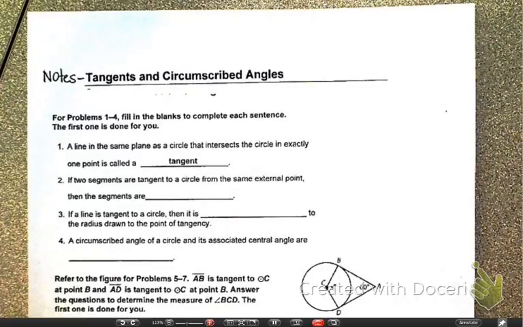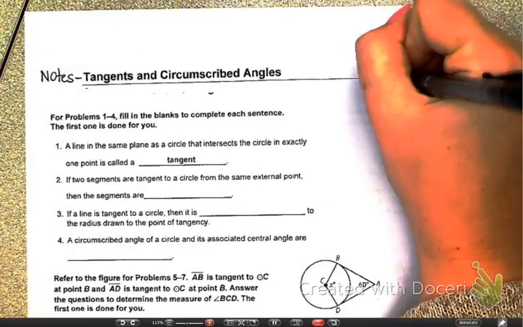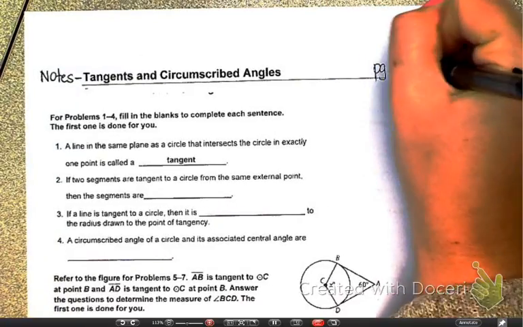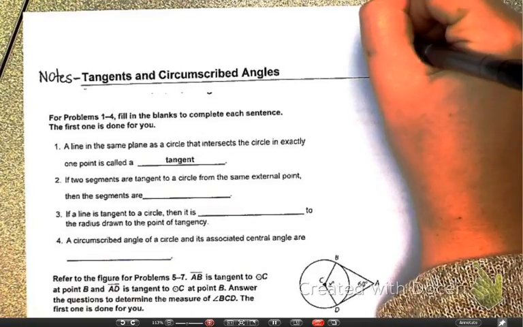Okay, so today's lesson is going to be on tangents and circumscribed angles. Make sure that you are on page, or you attach this to page 41. And today is the 21st, right?